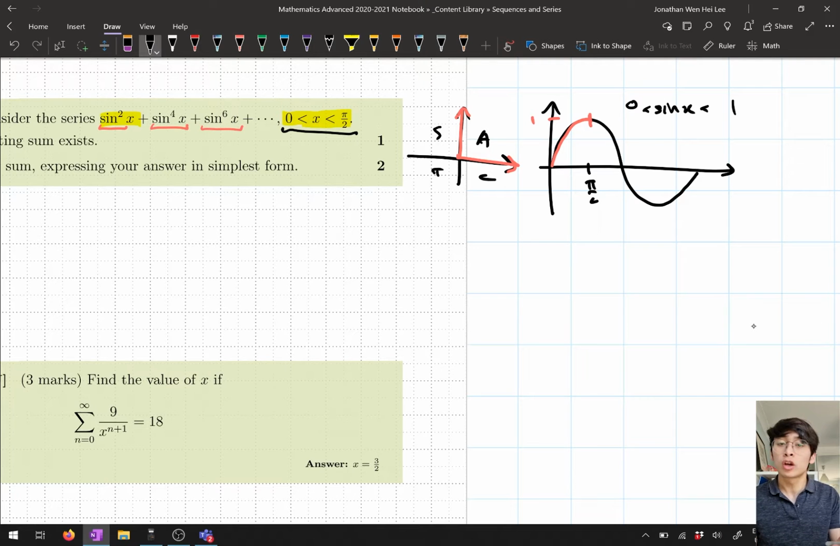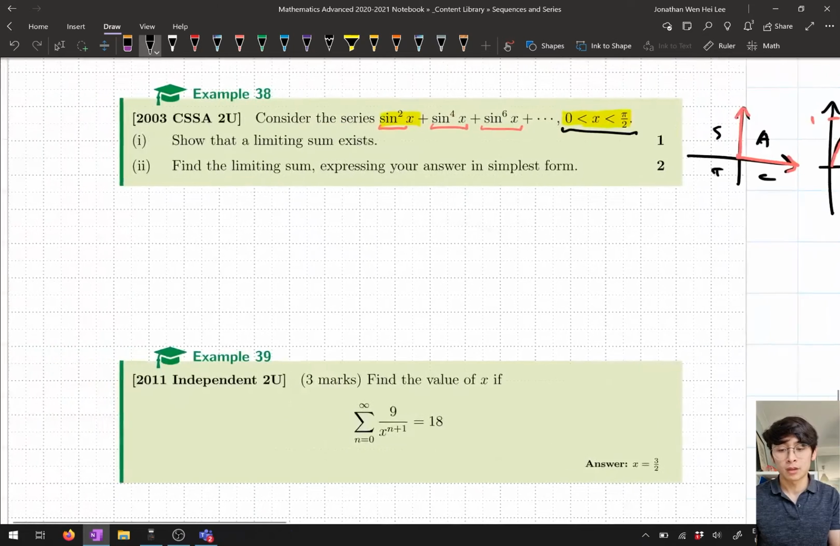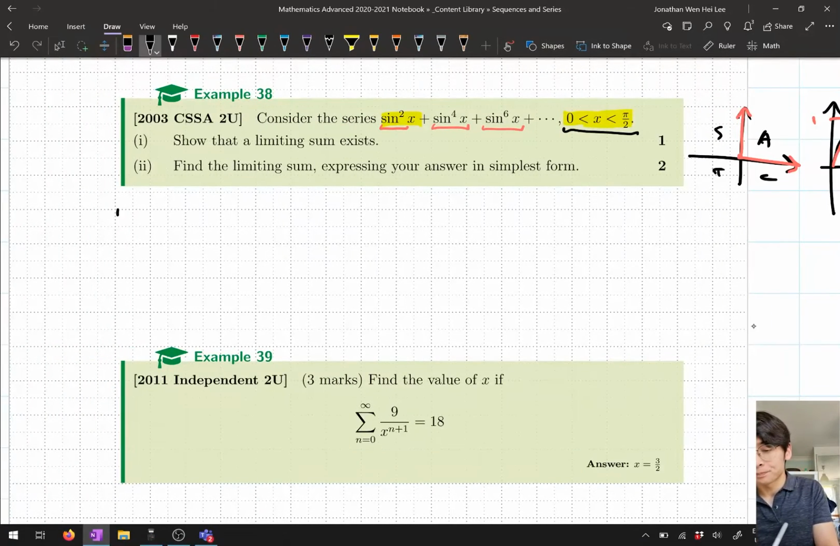And the second thing is, if you look at the sine graph, the values of sine are going to be between 0 and 1. So let's have a look at the first part. Part 1. Show that a limiting sum exists. If we want to show that a limiting sum exists, what we want to do is just check that the absolute value of the common ratio is less than 1.